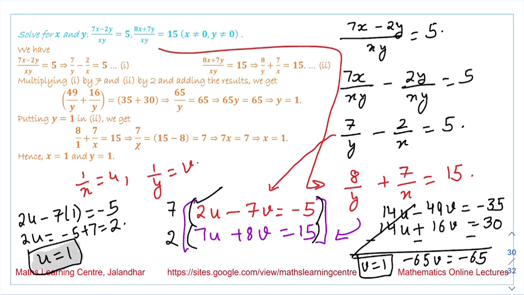So these are the values of u and v. So we are saying u is equal to 1 and v is equal to 1. So this implies y is equal to 1 and this implies x is equal to 1. So these are our final answers, that x is equal to 1 and y is equal to 1.